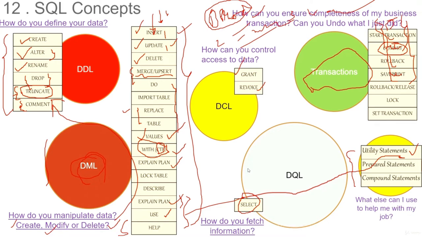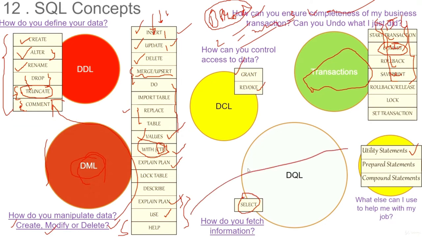Okay. So these are basically your utility statements, all these three. So this is explain, use, describe and help.